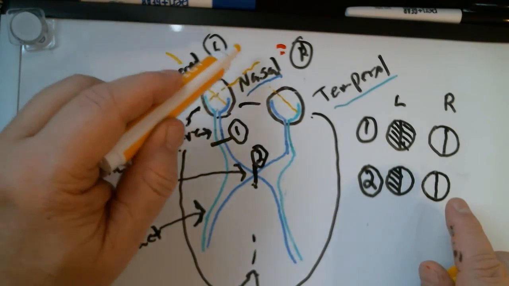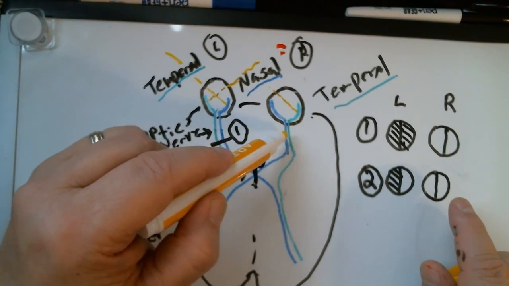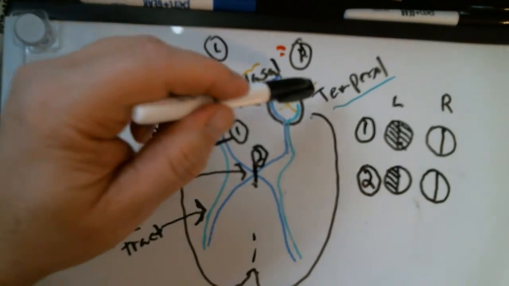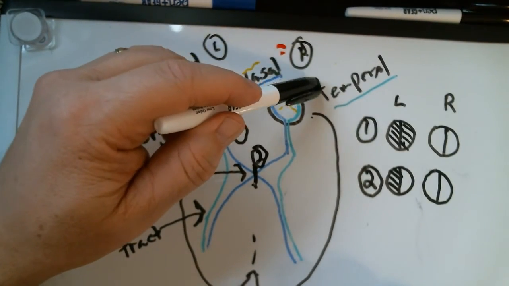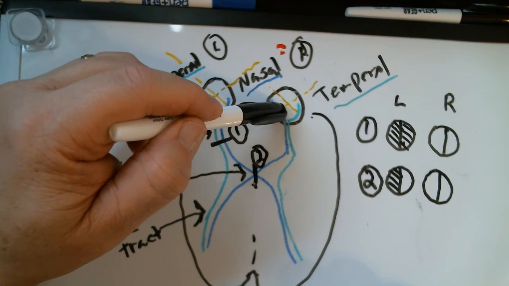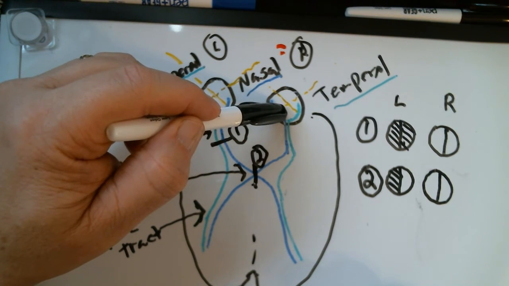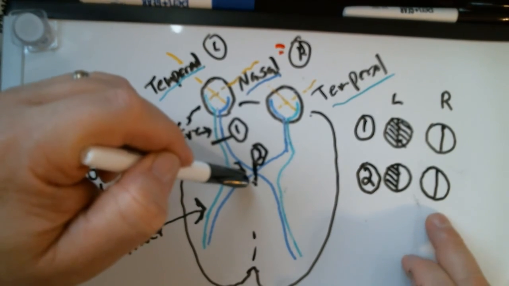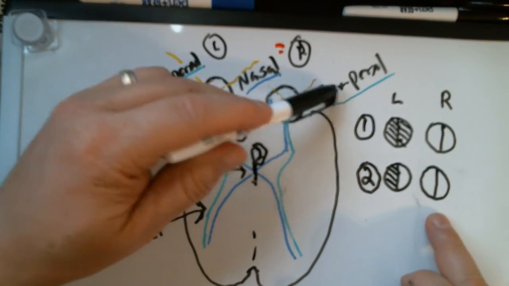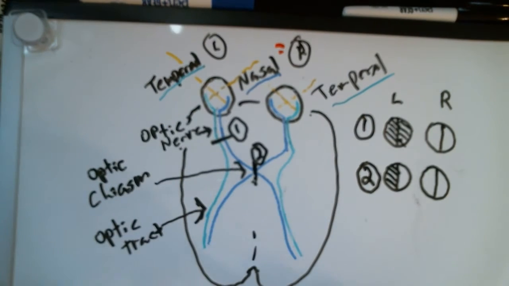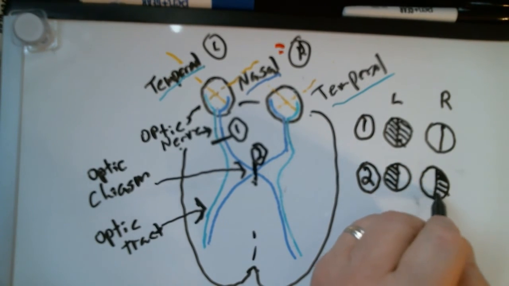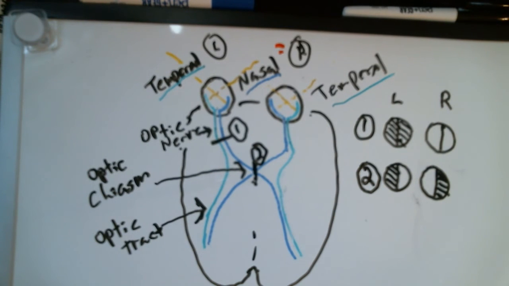So the nasal side is okay, right? So the temporal side here, temporal side hitting the nasal side of the retina, and it comes down, it hits the chiasm, boom. So he has no vision from the temporal side here. So that's what he has, right?